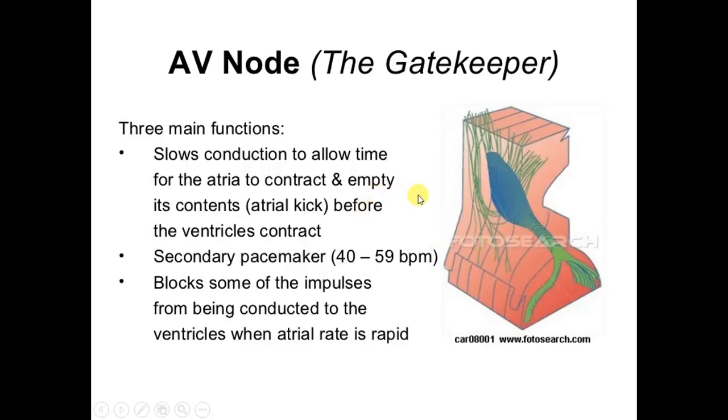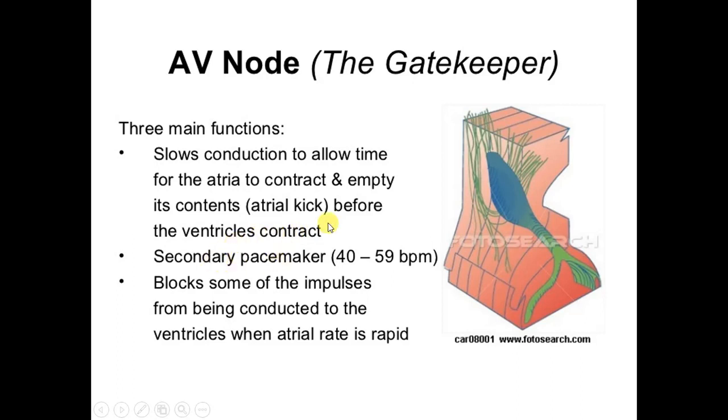3 main functions of this AV node. It's like a gatekeeper. The impulse coming from the SA node through the internodal pathway, it acts like a gatekeeper. First, it slows down the conduction to allow the time for the atria to contract and empty its contents before the ventricle contracts.